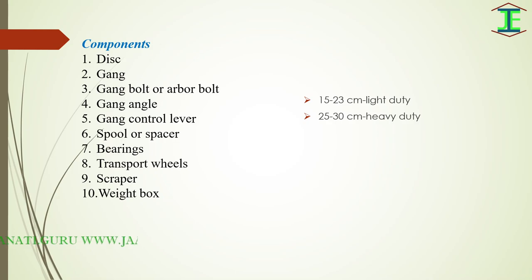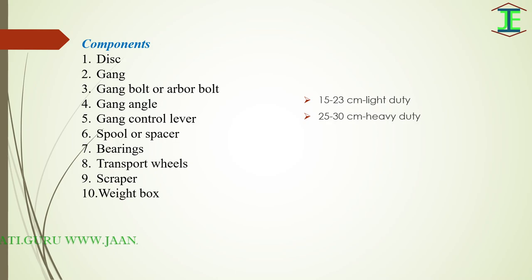Spool or spacer is made up of cast iron. Transport wheels: these are used to move that particular implement. Scrapper: it prevents the disc from clogging. If this is the disc, the scrapper is placed on the disc like this with some clearance. When the soil sticks to this disc while it is rotating, this scrapper removes that soil from the disc surface.